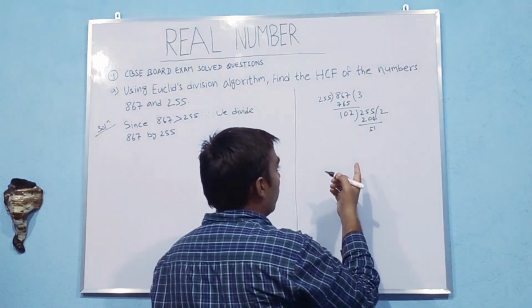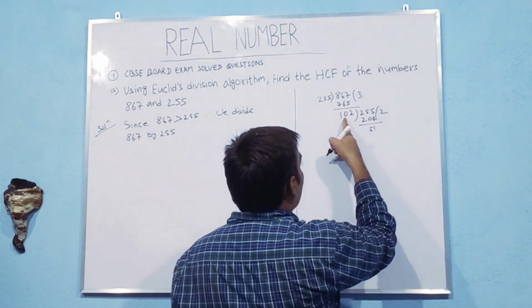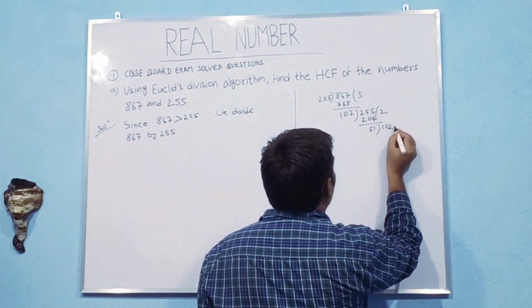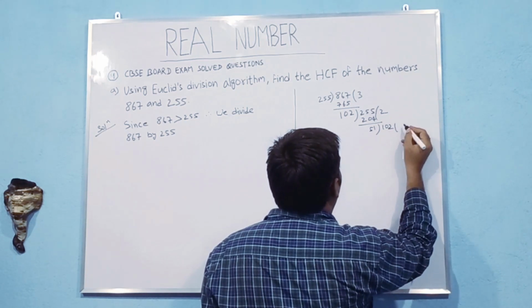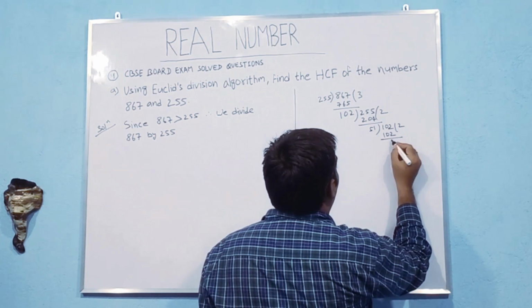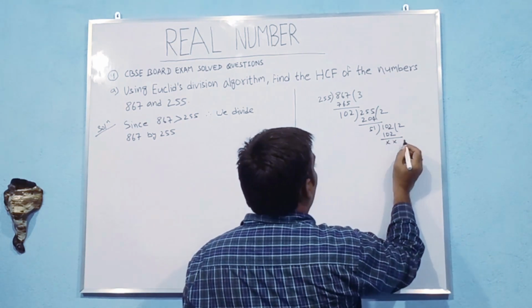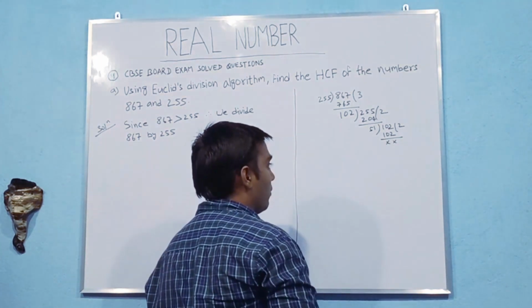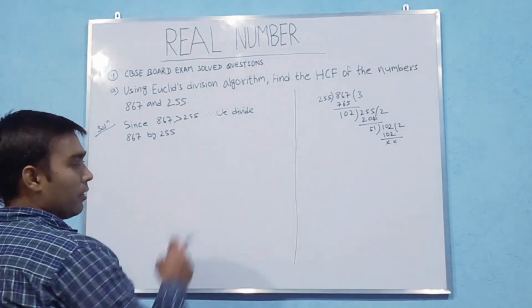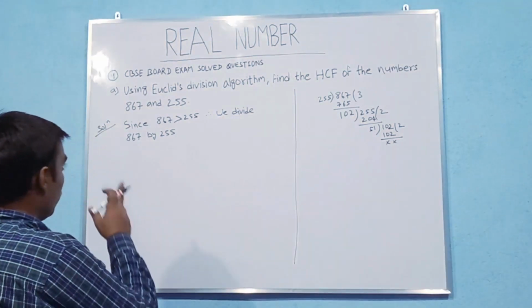We will divide divisor 102 by 51 again. 102, 2 times 102. Since remainder is 0, so our required HCF is 51. Let us do in systematic way.